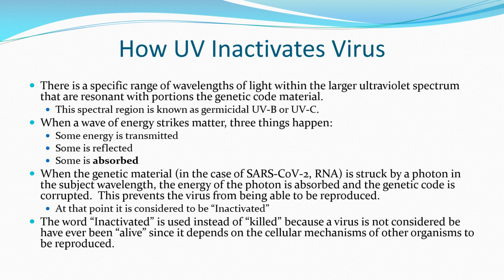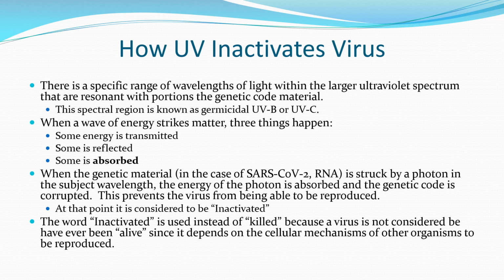Now that we've covered the various types of germicidal UV installations, it's important to understand how UV actually inactivates a virus, or for that matter, other microorganisms. There is a specific range of wavelengths of light within the larger ultraviolet spectrum that are resonant with portions of the genetic code material. This spectral region is known as germicidal UVB, which is occurring in sunlight, or UVC, which is occurring in germicidal UV lamps.